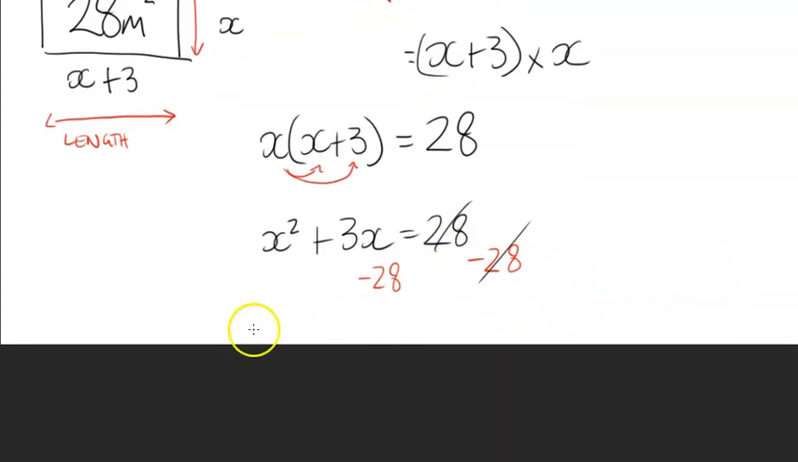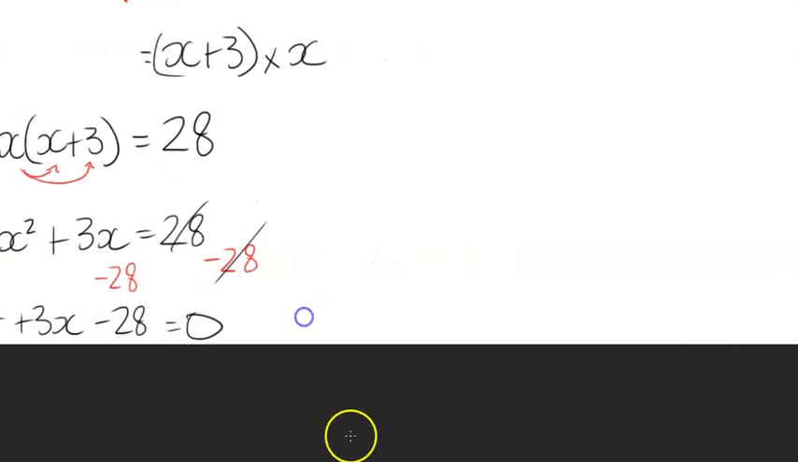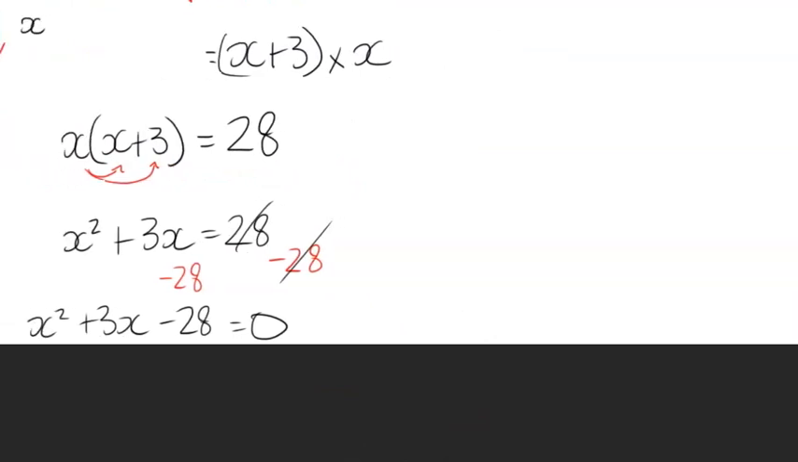This will cancel out to 0, and what we have on the left hand side is x squared plus 3x minus 28 is equal to 0. And here we can now solve. So we're going to look for two numbers that when multiplied together will give me negative 28, and then when added together will give me positive 3.